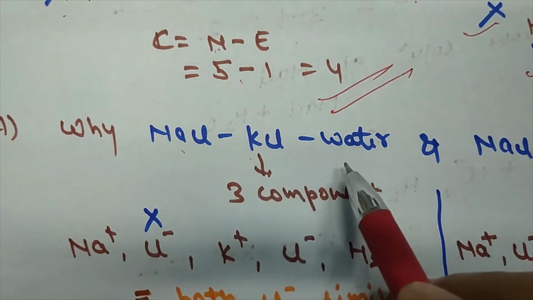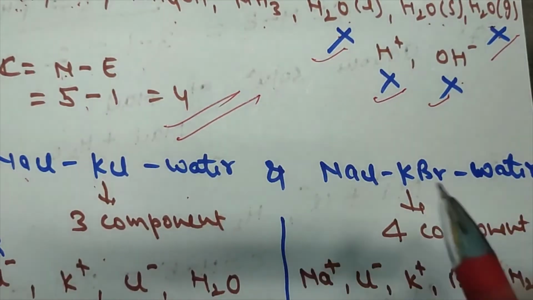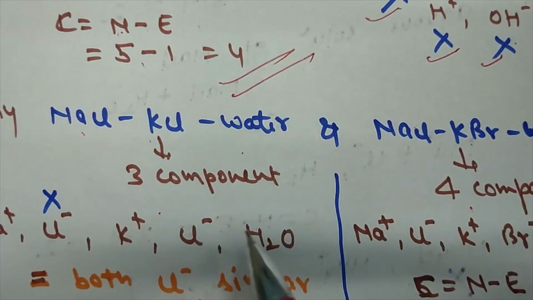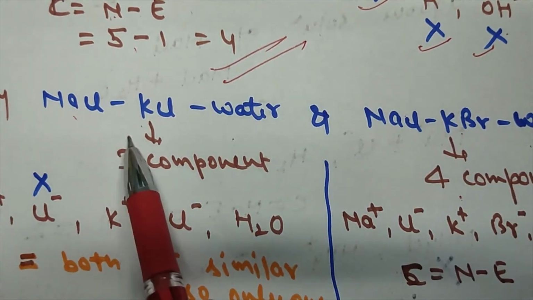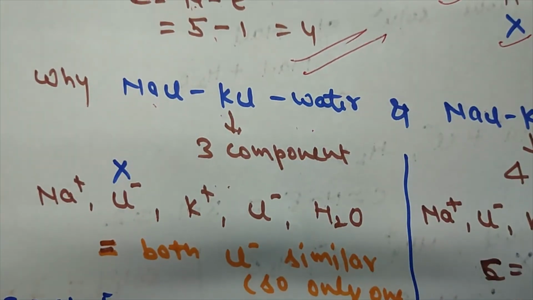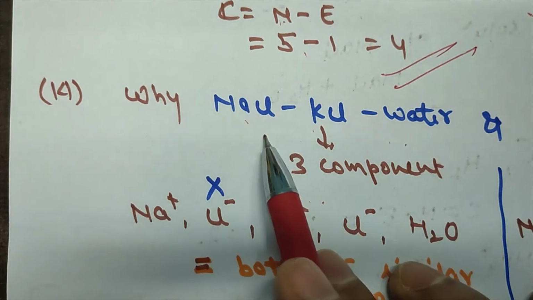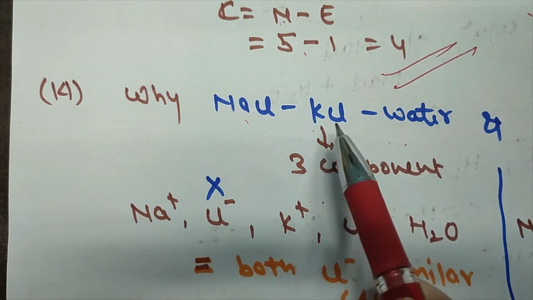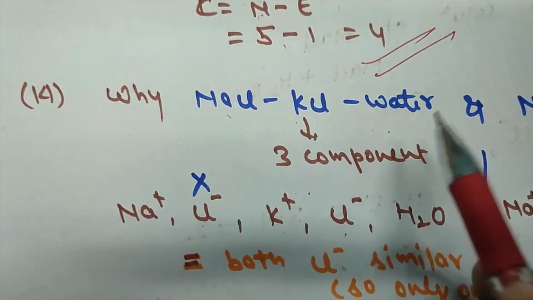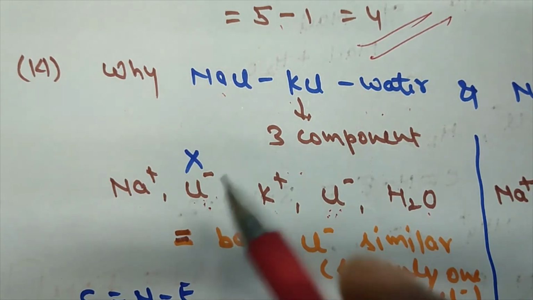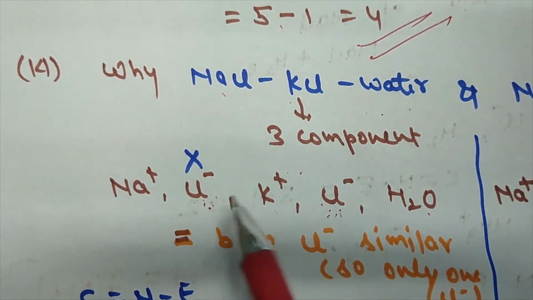like NaCl, KCl and water is a 3 component system, and NaCl, KBr and water is a 4 component system. Why? This question has been asked several times in your exams. NaCl, KCl, water is 3 component, and NaCl, KBr and water is 4 component system. Why? Okay, now here if you dissociate these into ions, NaCl will dissociate into Na plus and Cl minus ions. KCl will dissociate into K plus and Cl minus ions and H2O. Then this Cl and this Cl, because they are the common Cl, you may consider only one Cl, either this one or this one, but you have to cut one because they are common.